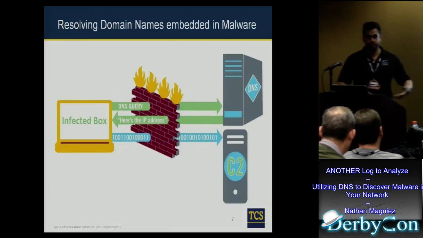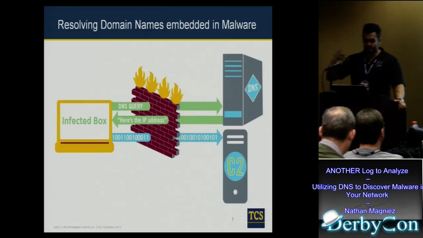Generically speaking, here's pretty much what it looks like. Infected box querying out. He needs to talk to his C2 server, gets his C2 address, comes back, starts communicating and serving up the malware or doing whatever he is, either DDoS or something like that.